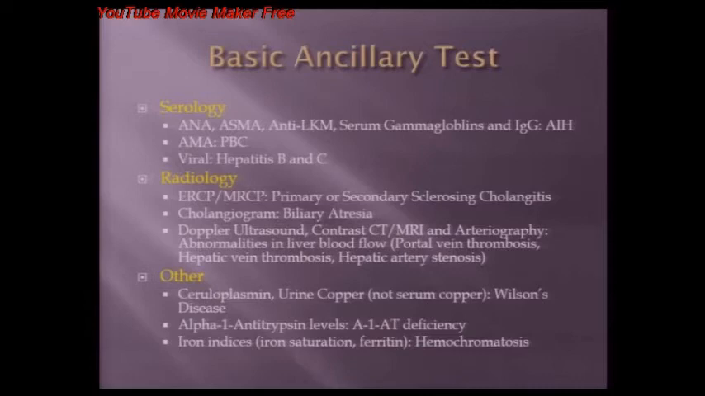Okay? And then other ancillary tests Joe talked about, ceruloplasmin for Wilson's disease, urine copper, things like that. In kids, we look at alpha-1 antitrypsin levels for kids presenting with acute hepatitis, because they can have alpha-1 antitrypsin deficiency, and then iron indices to help in older patients with chronic liver injury for hemochromatosis. So these are all the ancillary tests we try to use.